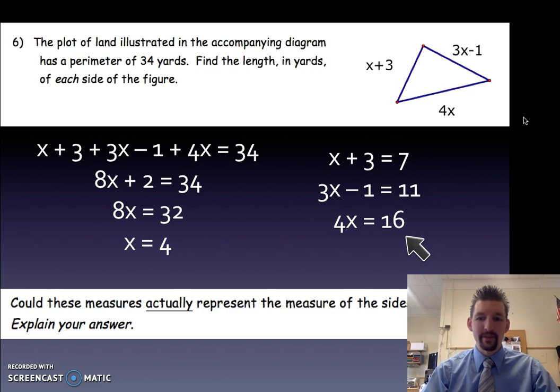The next part, and again I know my face is covering part of it, says could these measures actually represent the sides of a triangle? Explain your answer. Pause this and think about it for a second before moving on.